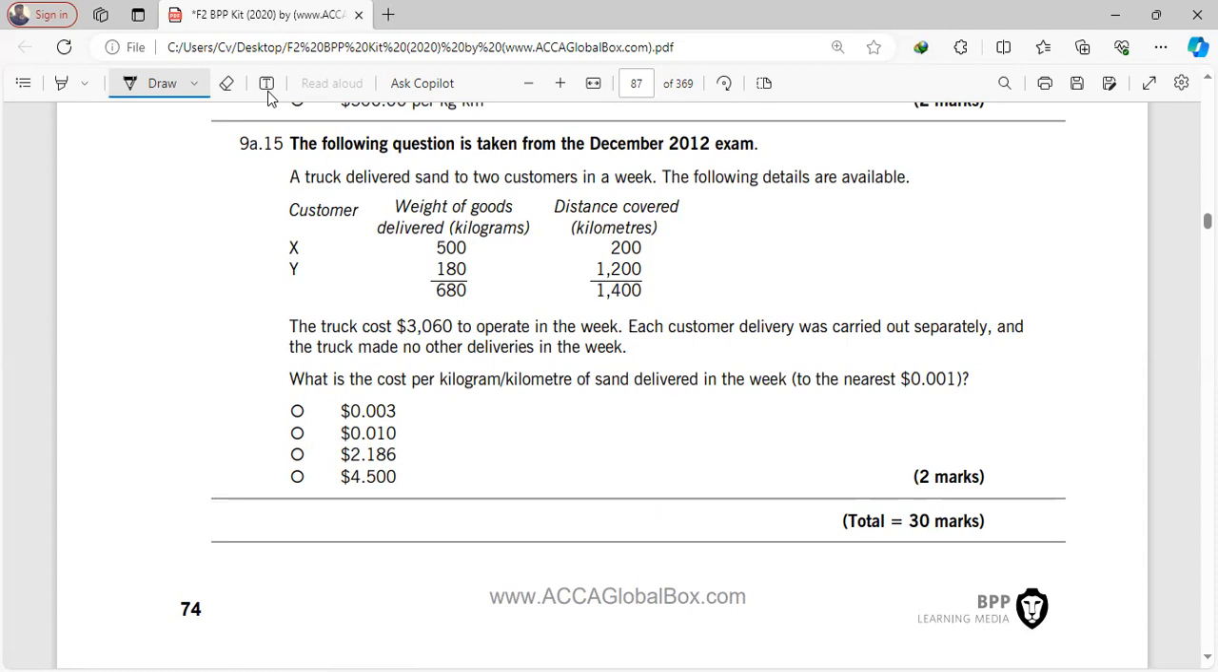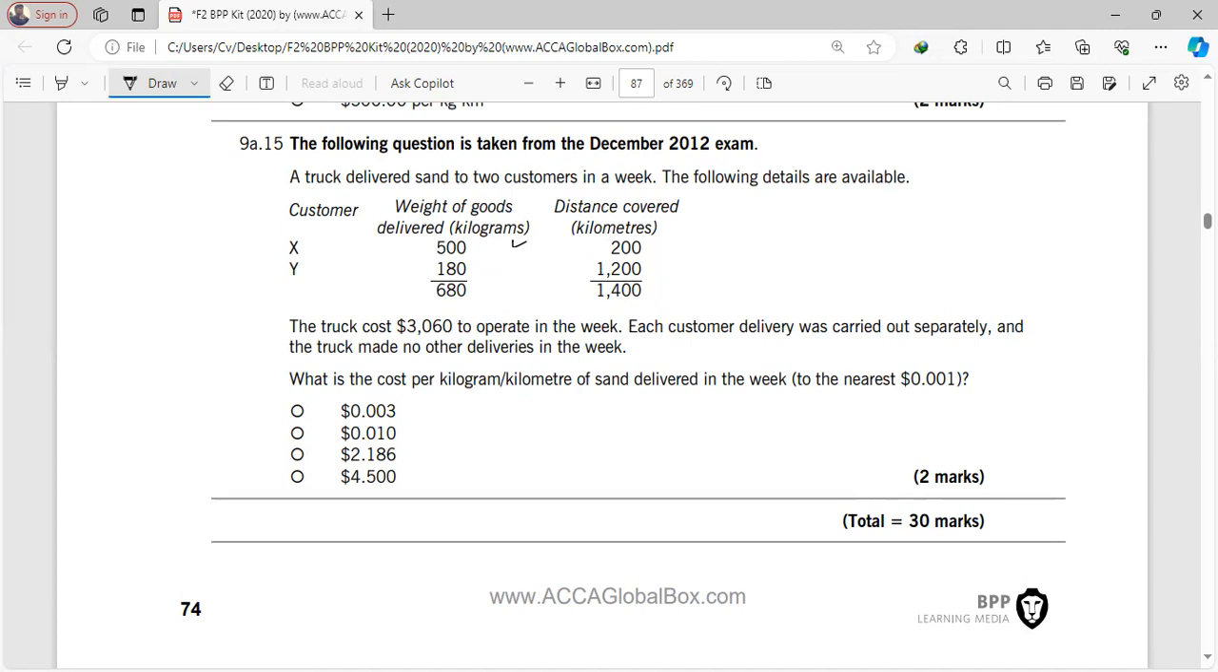Next one is, okay, what is the next one? A truck delivered sand to two customers in a week. The following details are available. Customer X and Y, weight of goods delivered 500 and 180, with the distances given for each. The truck cost 3060 to operate in a week. Each customer delivery was carried out separately and the truck made no other deliveries in the week.